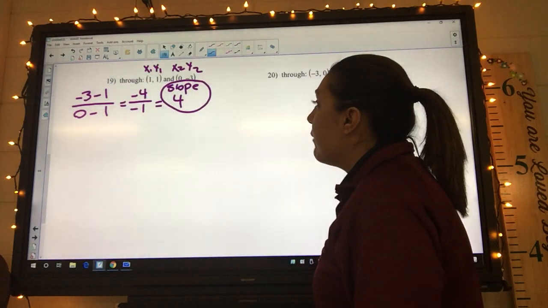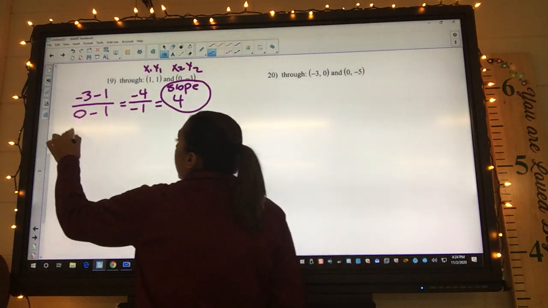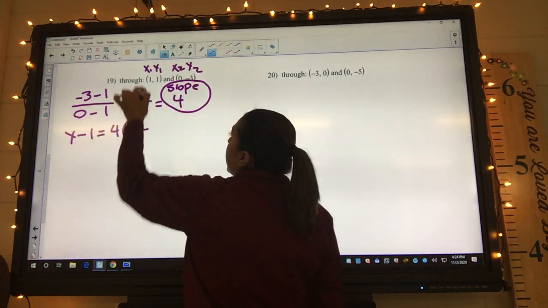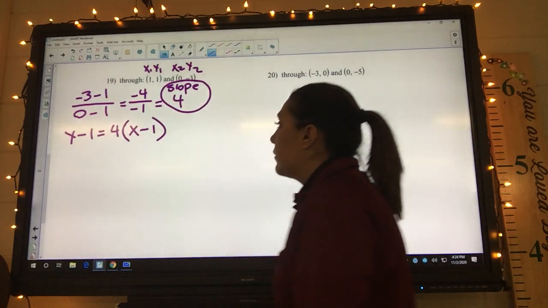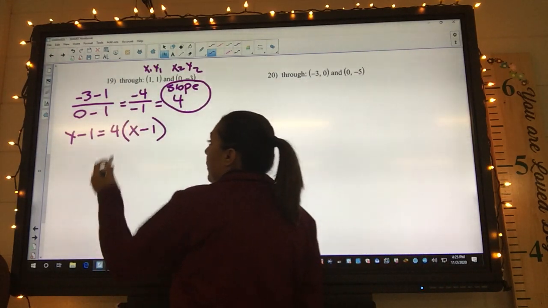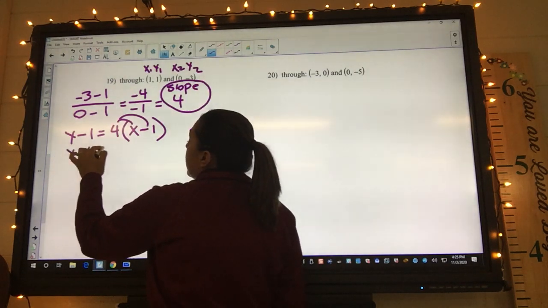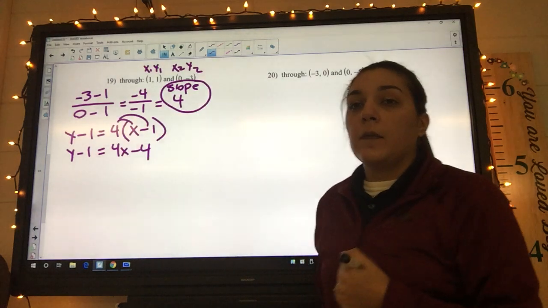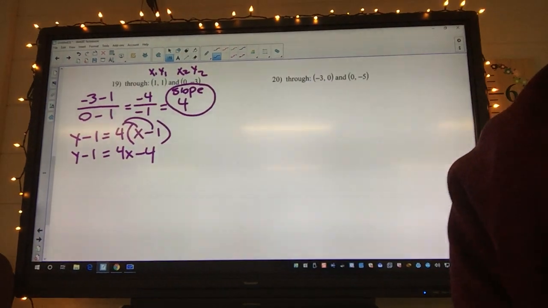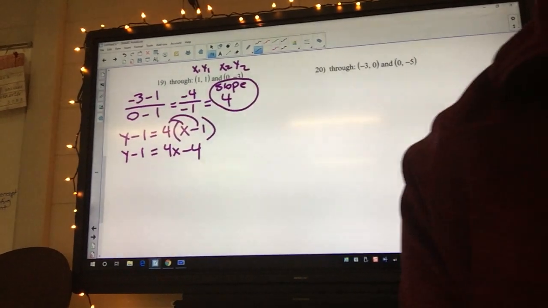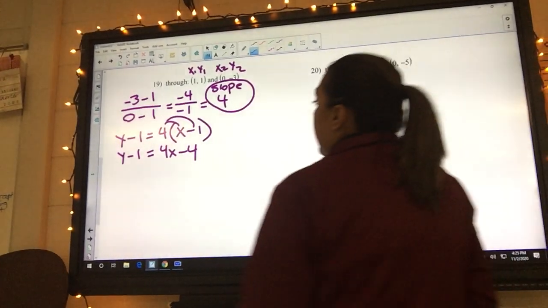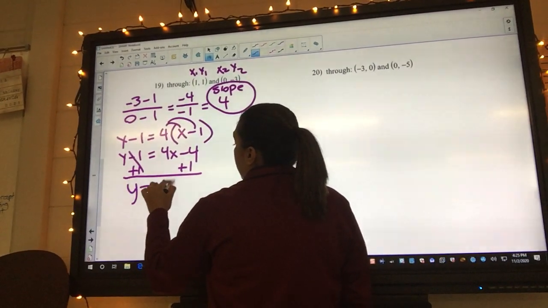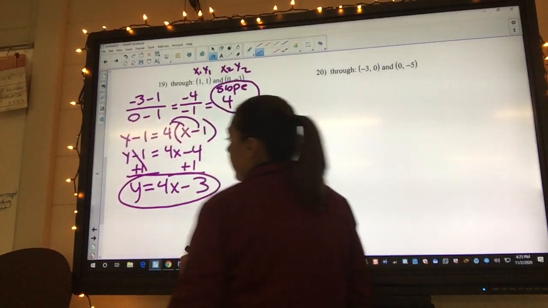Okay, so now I have points and I have a slope, so I can plug it in point slope. So I got y minus y1 is 1. Slope is 4. X minus x1 is 1. Okay, so we're going to distribute: y minus 1 is 4x minus 4. Okay, and then I gotta add 1 to both sides. Y equals 4x minus 3.